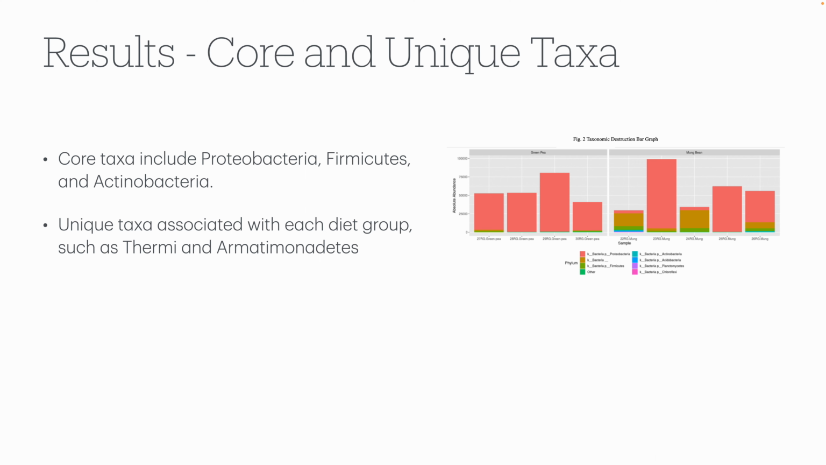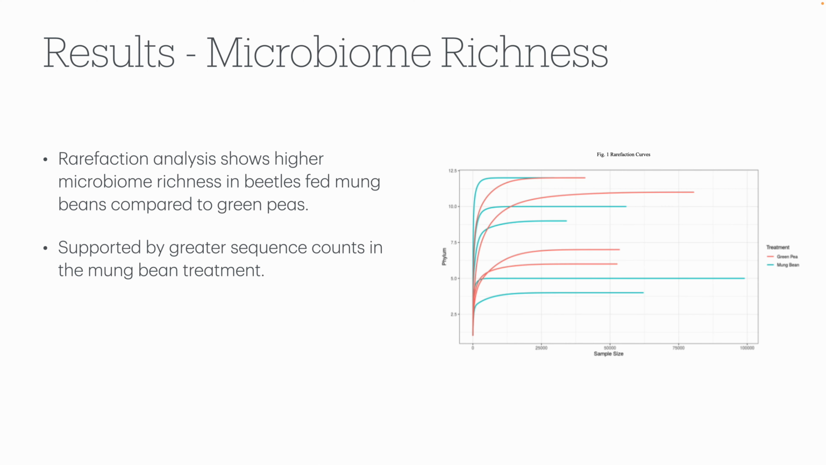The core taxa identified in gut microbiomes of bean beetles include Proteobacteria, Firmicutes, and Actinobacteria. Additionally, unique taxa associated with each diet group, such as Thermi and Armatimonadetes, were also identified. Rarefaction analysis revealed higher microbiome richness in beetles fed mung beans compared to those fed green peas. This was further supported by greater sequence counts in the mung bean treatment.